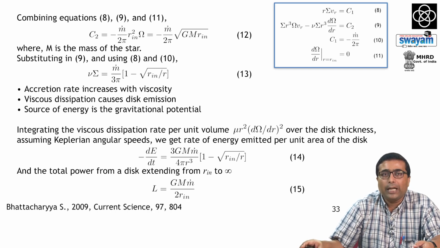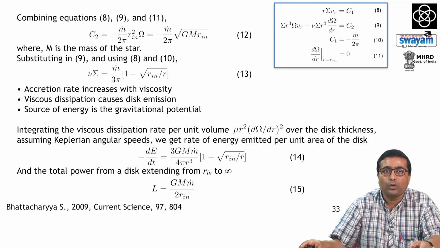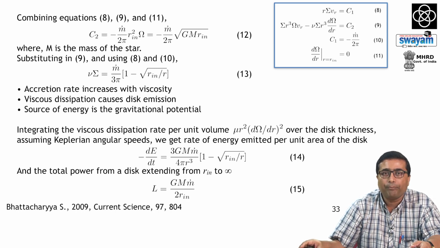The viscous dissipation in the accretion disk causes emission from the disk, and the source of this emitted energy is the gravitational potential energy release. This viscous dissipation rate per unit volume of the accretion disk is mu r squared times d omega by dr, whole squared. Integrating this over the disk thickness and assuming Keplerian angular speed, we get the rate of energy emitted per unit area of the disk from equation 13, which comes out to be 3 G M M dot divided by 4 pi r cubed into 1 minus the square root of R in by r.